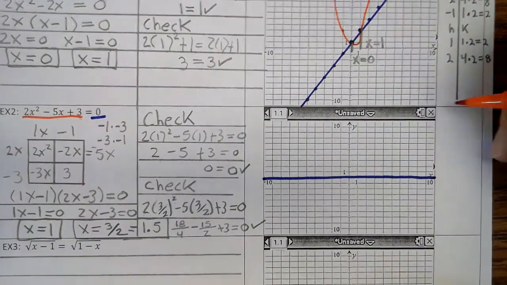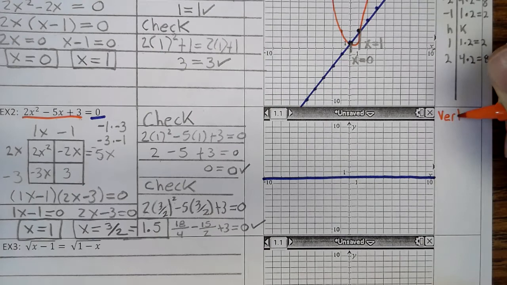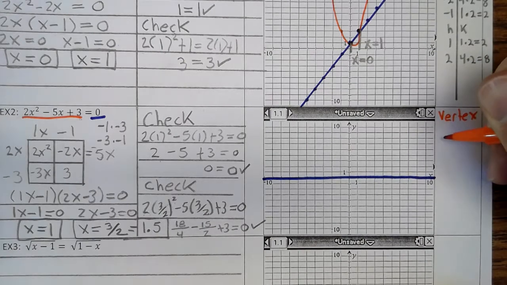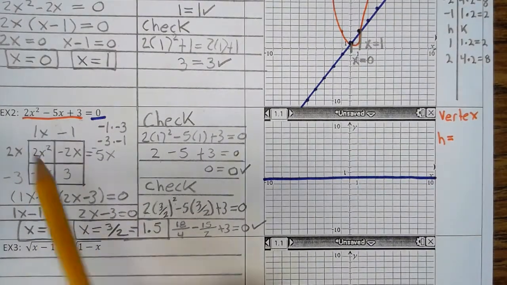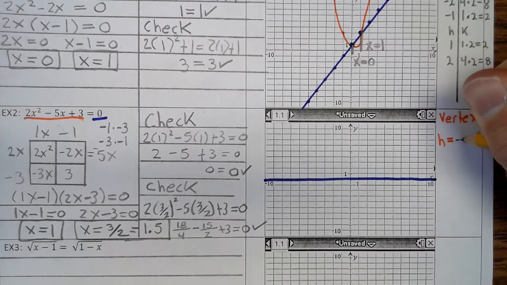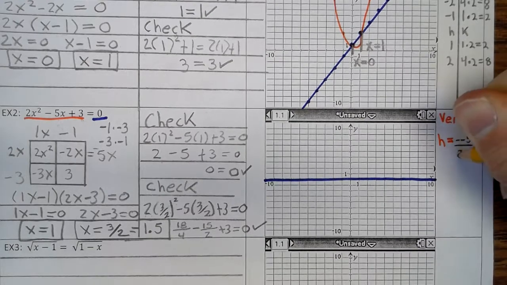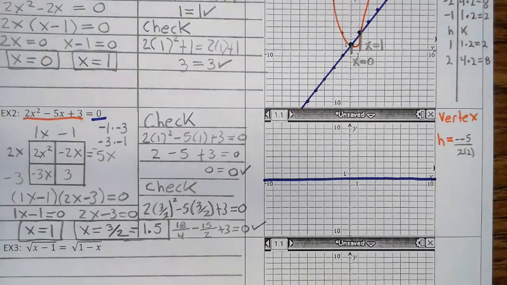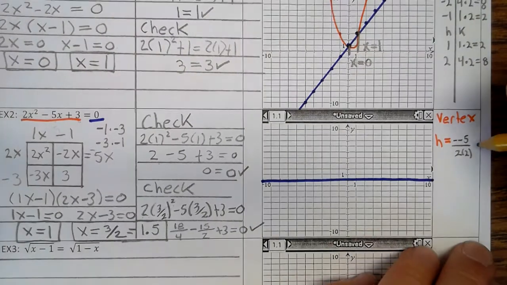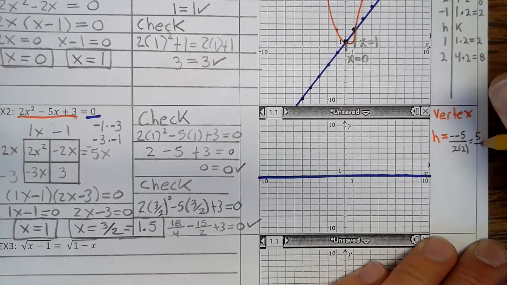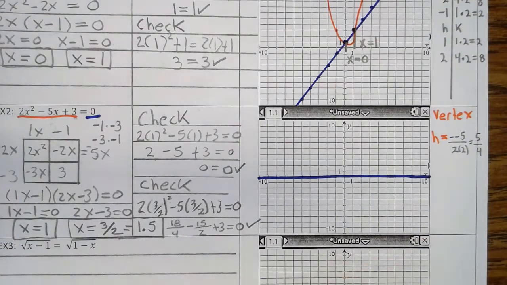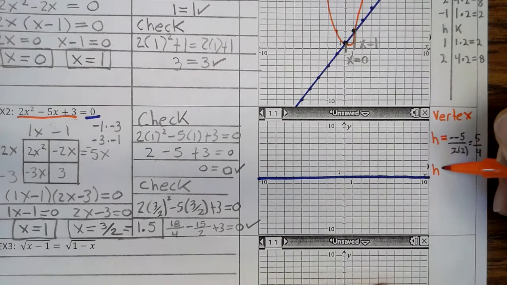So vertex, we know that h equals negative b divided by 2a. So that's negative negative 5 divided by 2 times 2, which is 5/4, which we can write as 1.25.